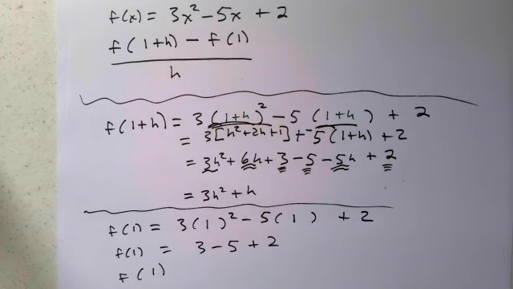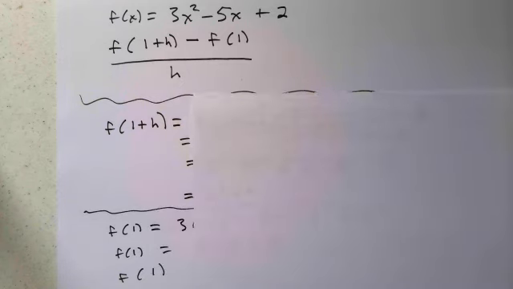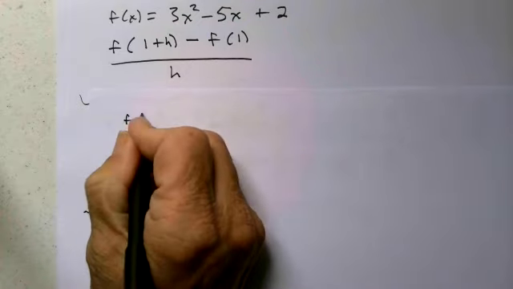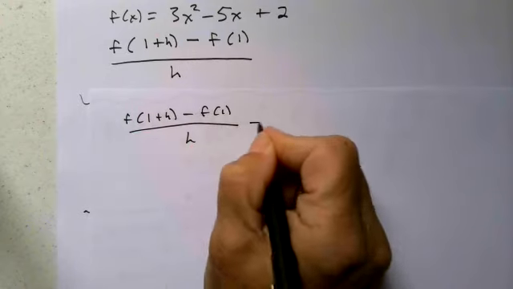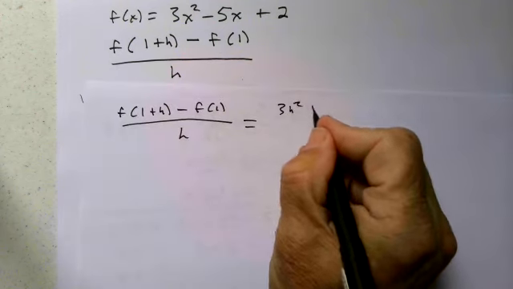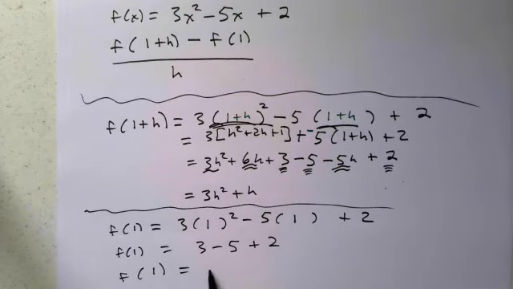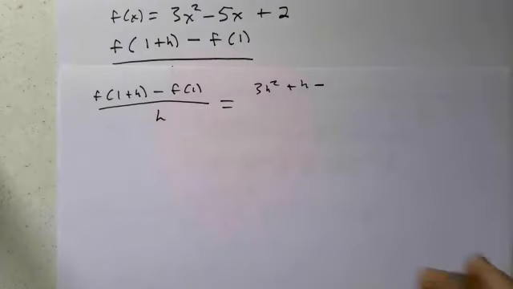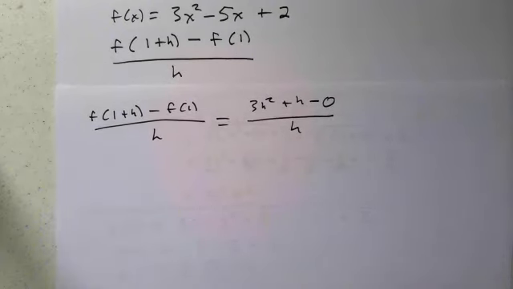So putting all these together now, I want f of 1 plus h minus f of 1 over h. So what is that going to give me? f of 1 plus h is 3h squared plus h. So again, the first part there, 3h squared plus h, minus f of 1, which was 0, minus 0, all divided by h to get this version of a difference quotient.